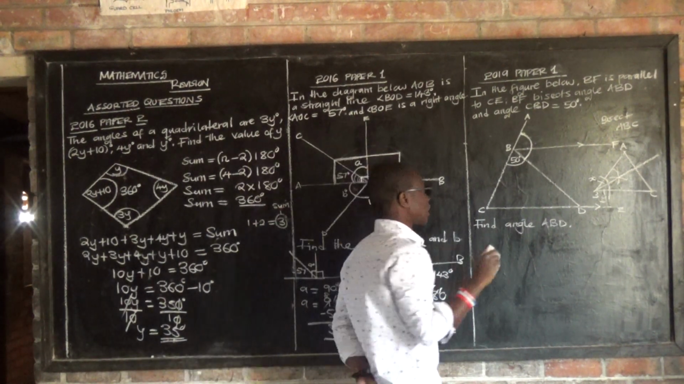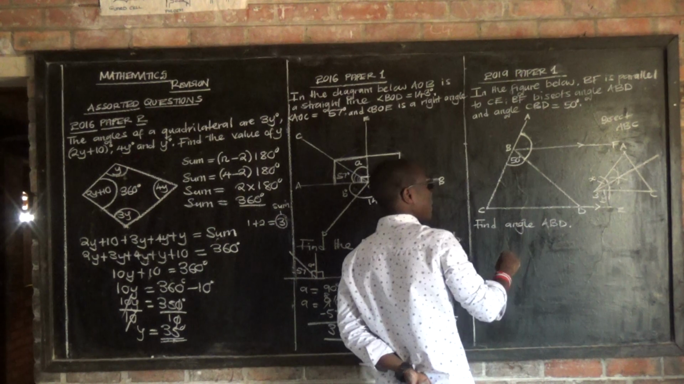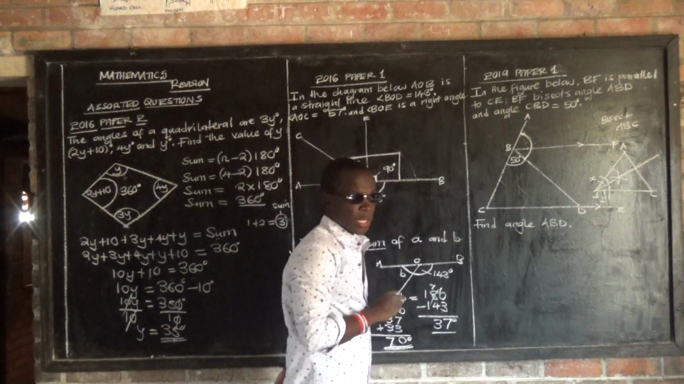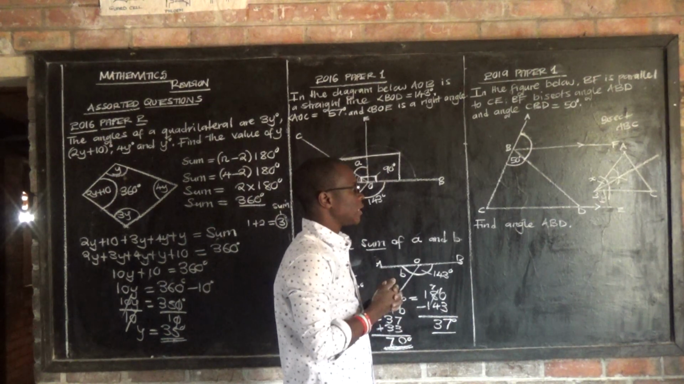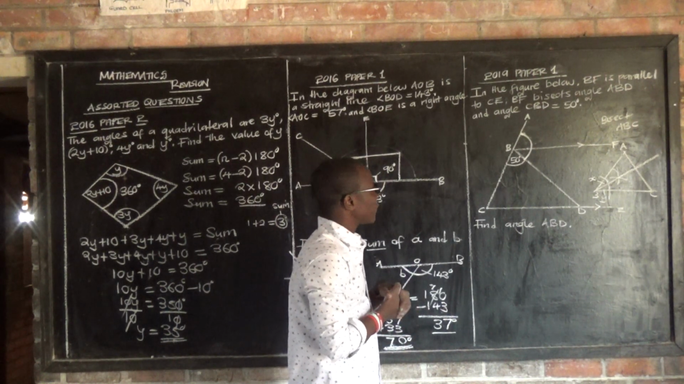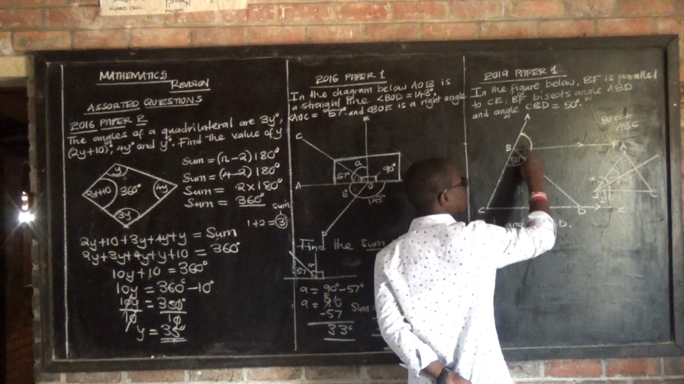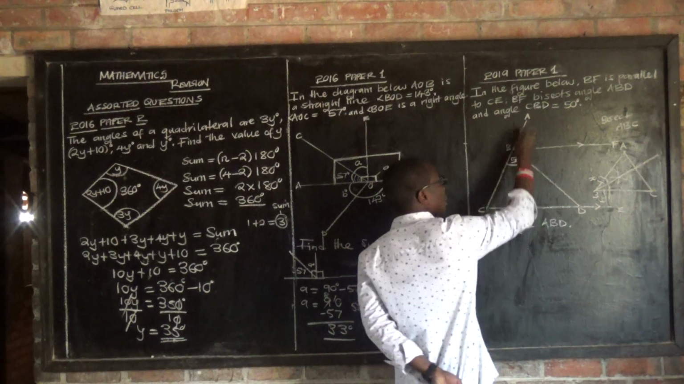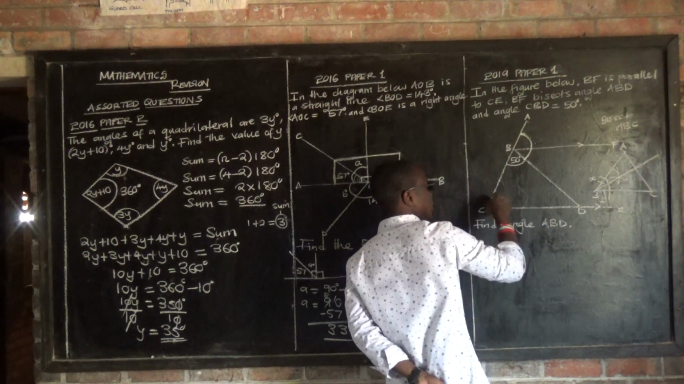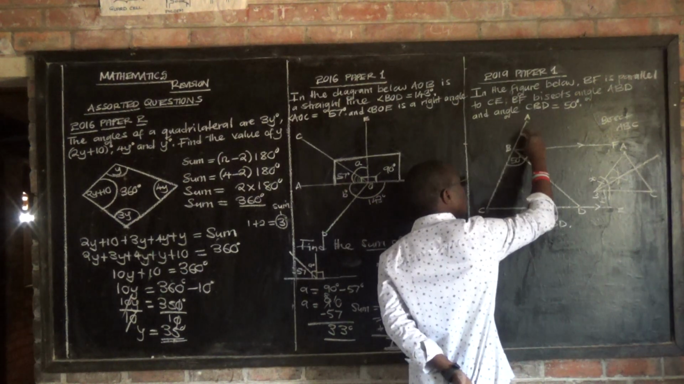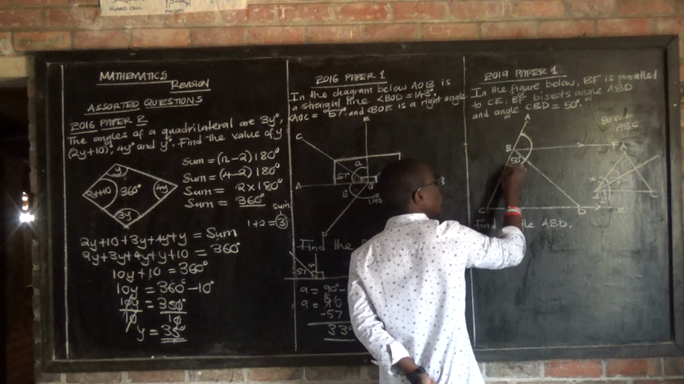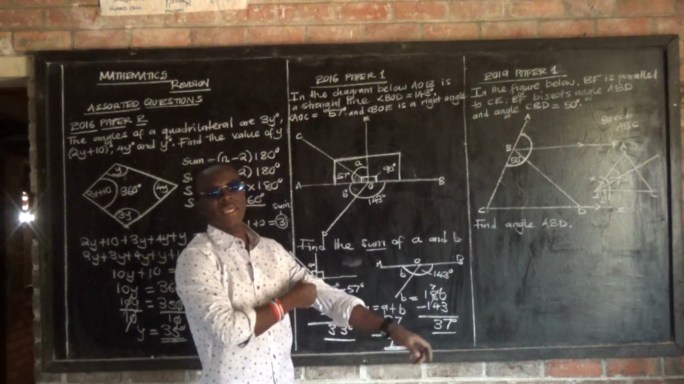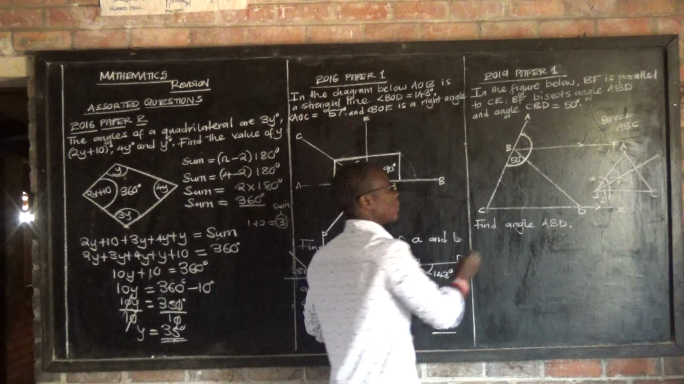That's the meaning. These two are equal. Is it okay, guys? So now, how are we going to find this angle? We know ABC is a straight line. Angles formed on a straight line add up to 180. Are we together? So we are saying these two are equal.